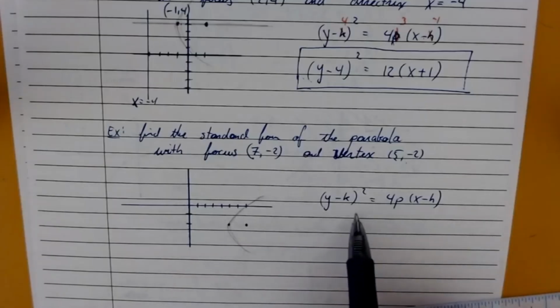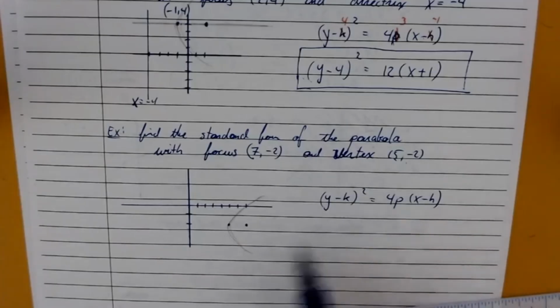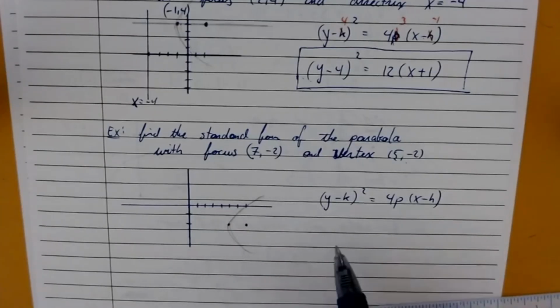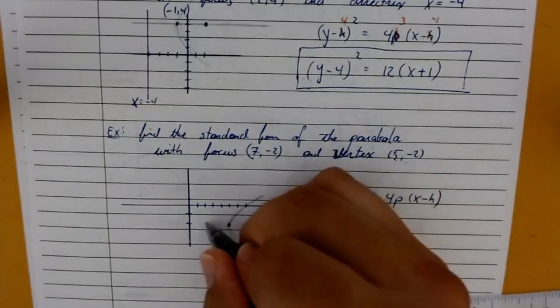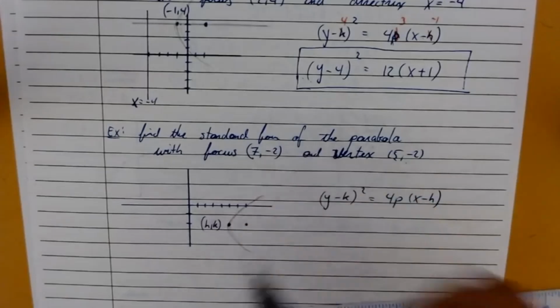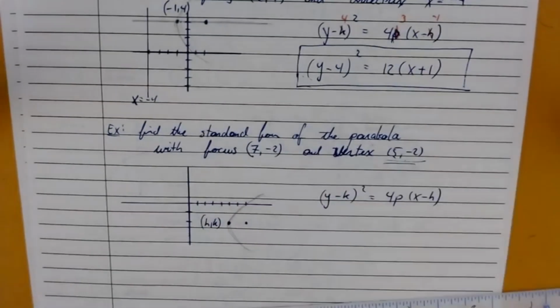We actually know everything we need. We don't even need to graph anything else or figure anything else out. As long as we know what we're looking for, we have everything we need right here. After all, this is our vertex, and that's going to give us our h and our k. Oh, but we know what that is. It's 5 and negative 2.